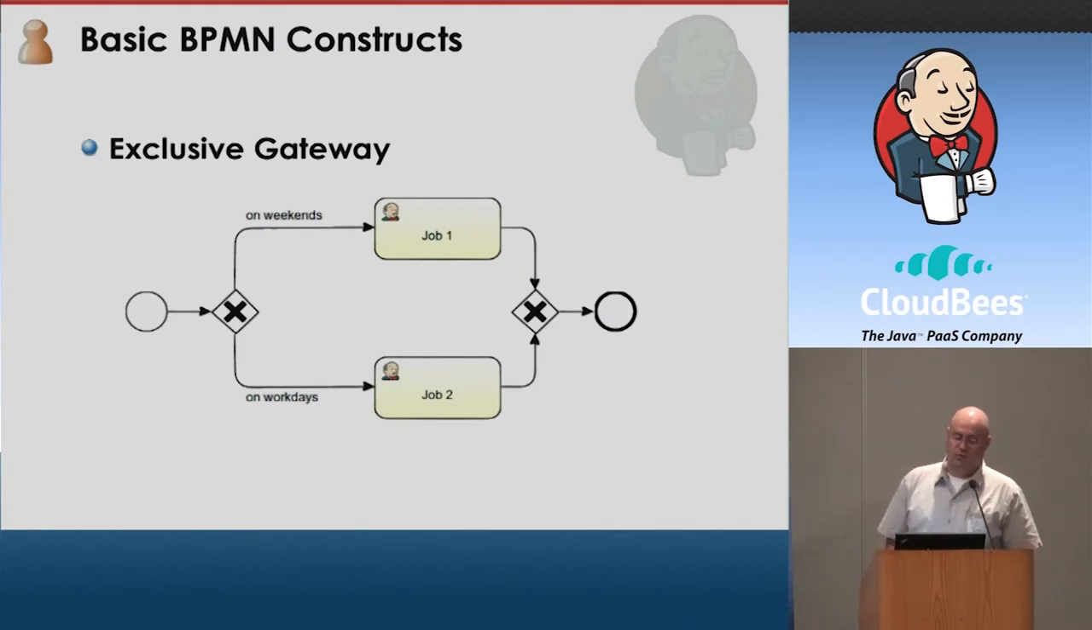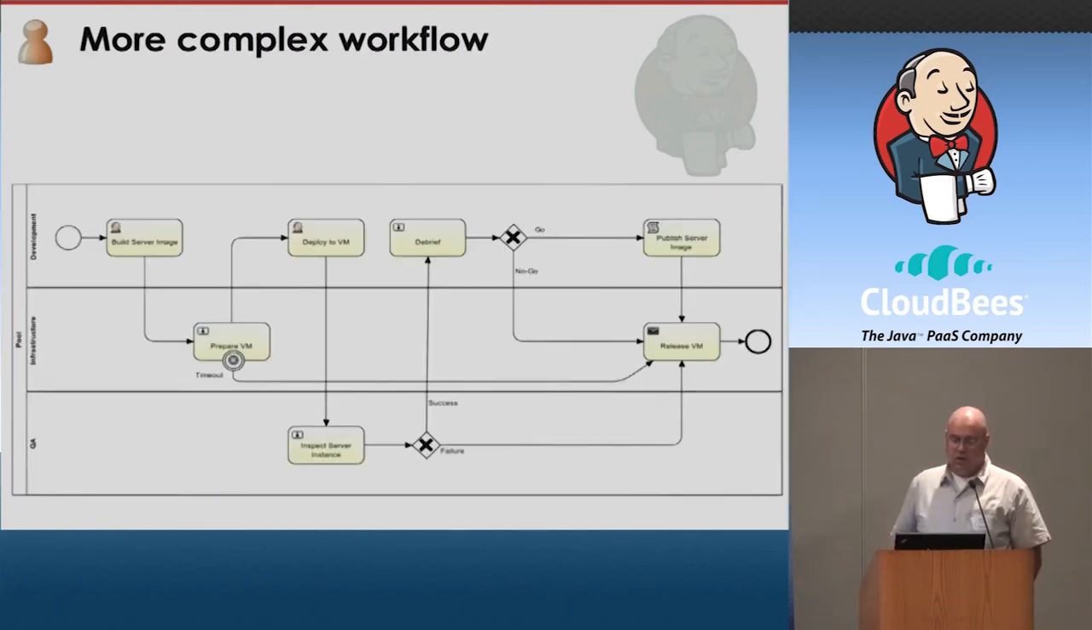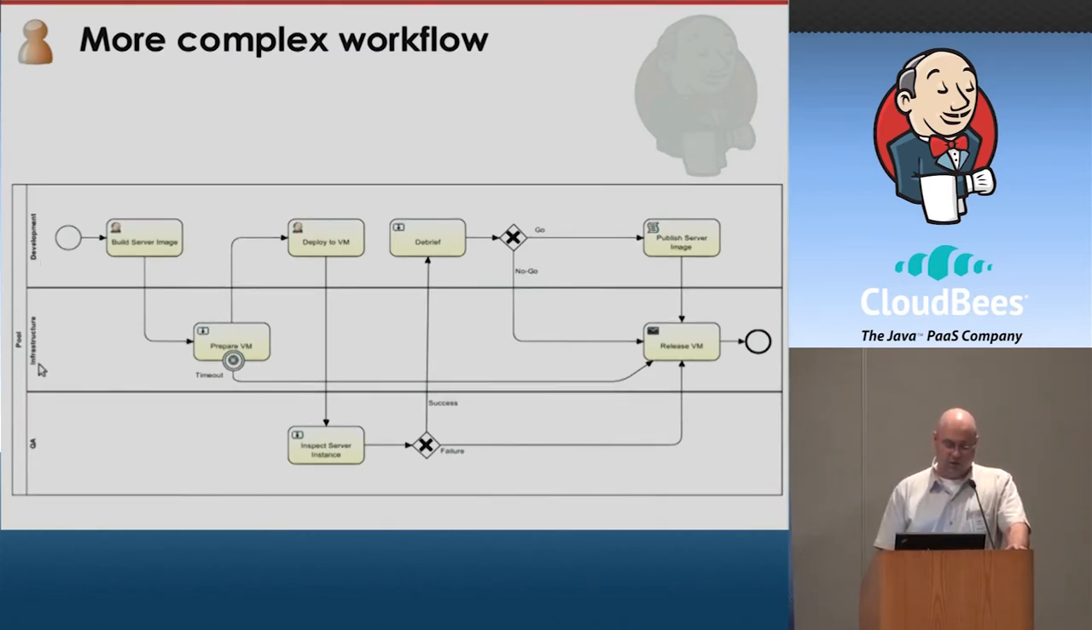One typically adds a condition. Here, what we see is just the label. Internally, one can have a custom expression. And then only the path where the condition evaluates to true is chosen. A more complex workflow we see here, where we see three so-called lanes.